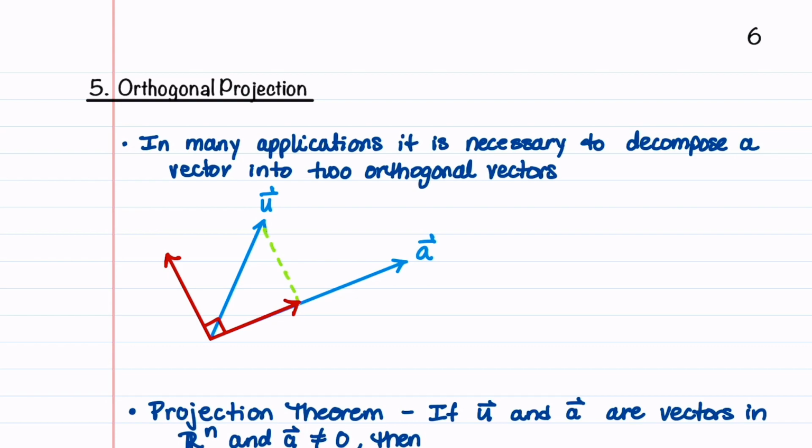This next topic on orthogonal projection is one of my favorites. In many applications, it's necessary to decompose a vector into 2 orthogonal vectors. Our vector u pictured here can be decomposed into 2 orthogonal vectors, which we can call w1 and w2. W1 is the orthogonal projection of u onto vector A, and W2 is the vector component of u orthogonal to A.